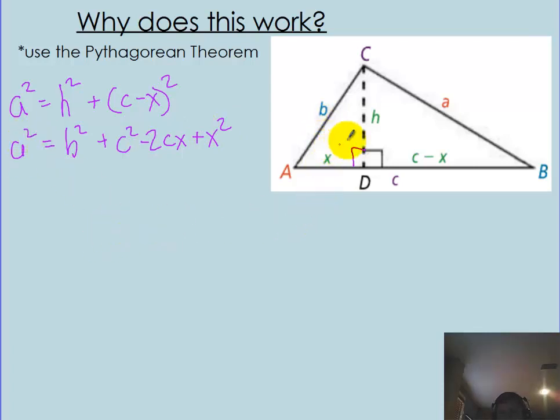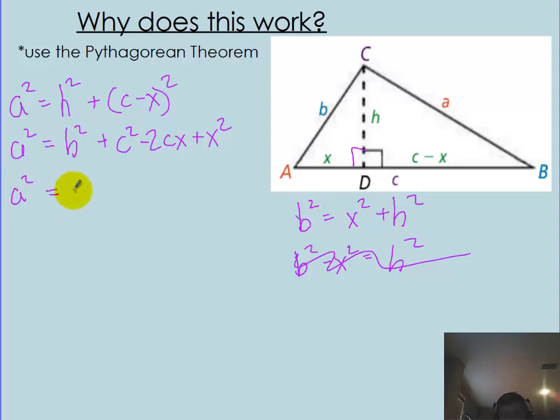And then we can create another formula on the other side of the triangle. So I can say b squared is going to equal x squared plus h squared. So I know x squared plus h squared equals b squared. So I'm going to rearrange the equation for a: a squared equals h squared plus x squared plus c squared minus 2cx. Okay, so h squared plus x squared is going to equal b squared. I'm going to substitute that in, plus c squared minus 2 times c times x.